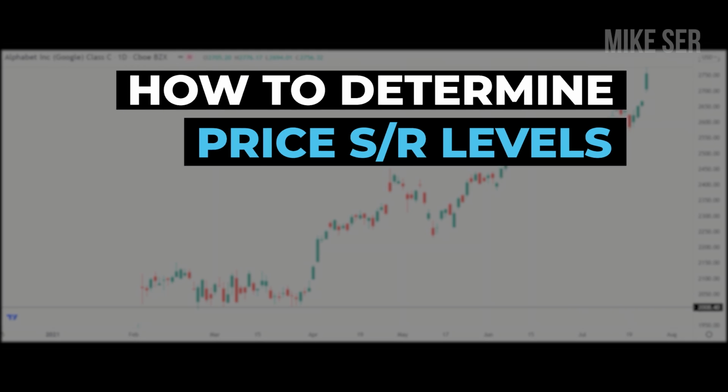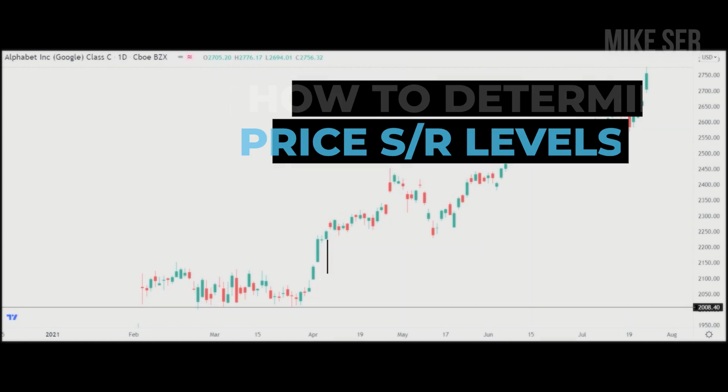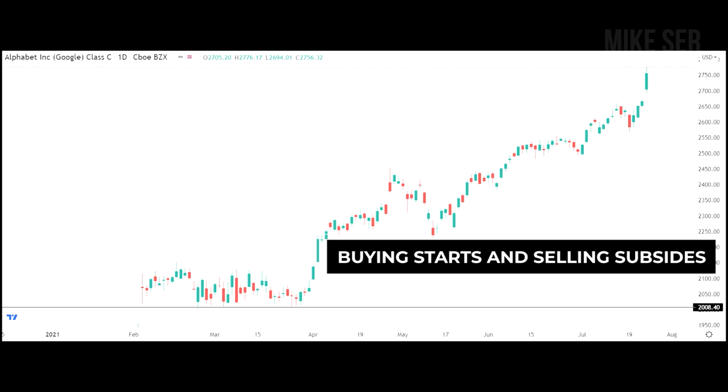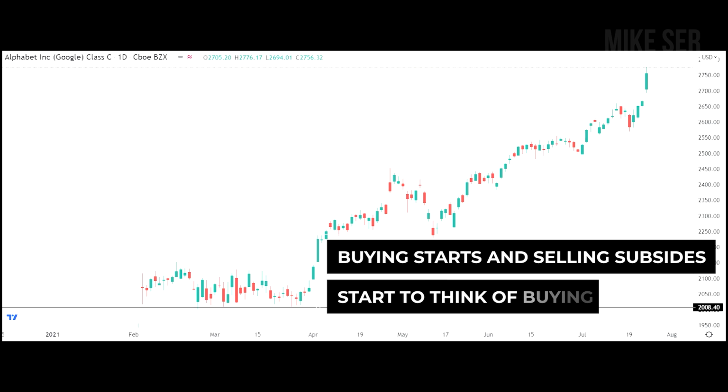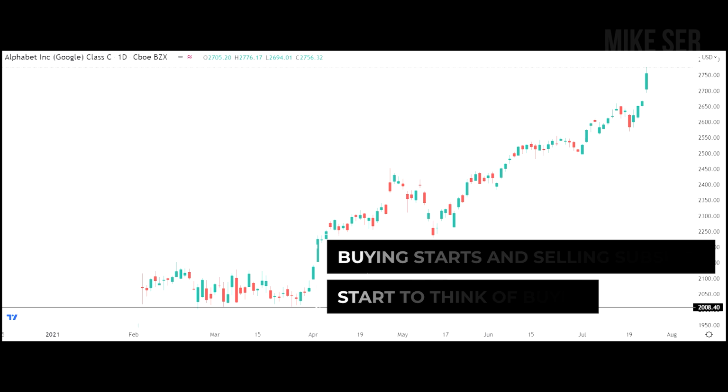So let me teach you how to determine a price support level. It's an area where buying starts and selling subsides. And it's an area where you want to start to think of buying. But what you want to do is wait until there is confirmation that this is indeed a strong price support level by seeing the price hit that level at least 2 or 3 times.